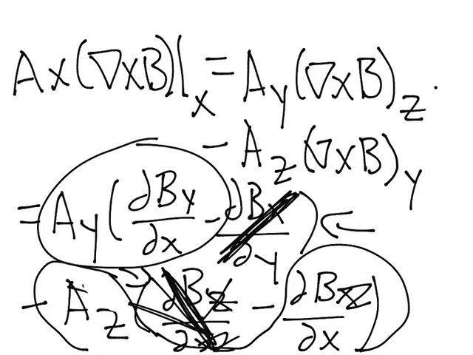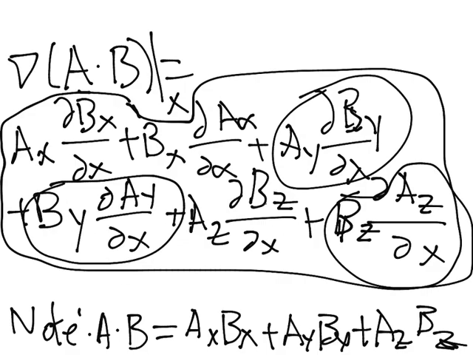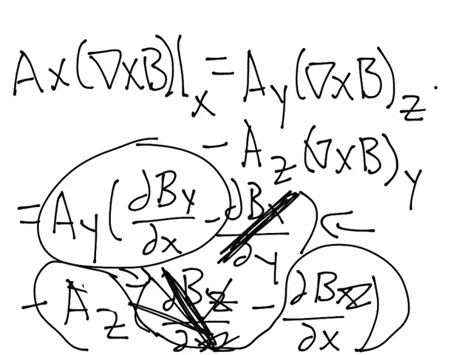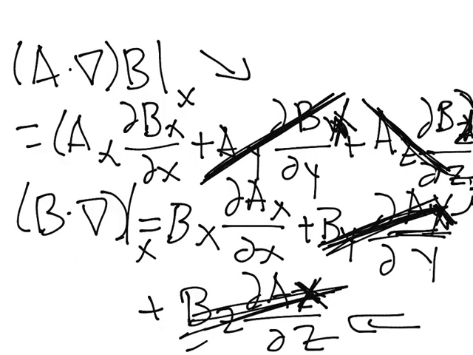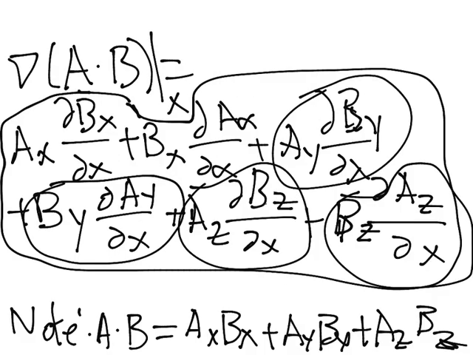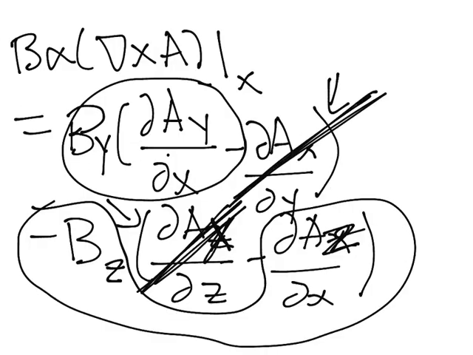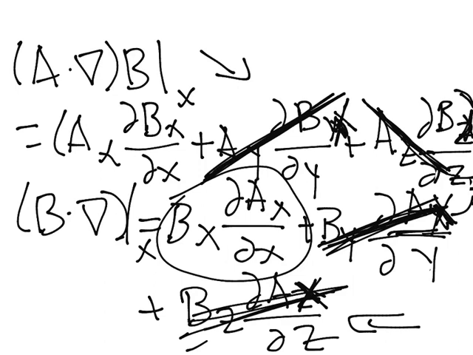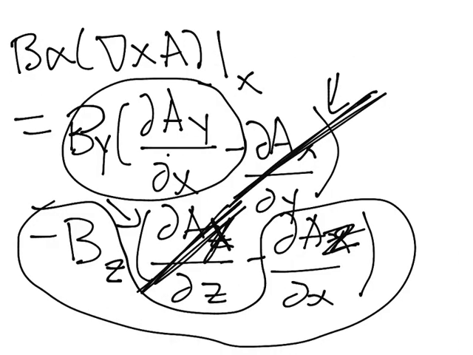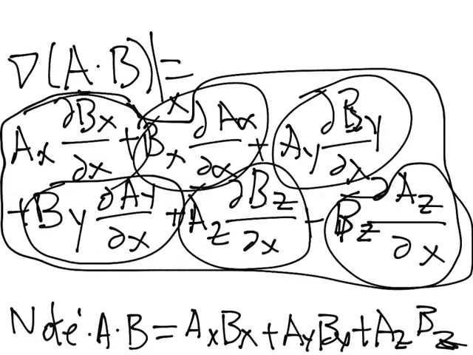All right, this part here, az dbz dx. Did I already circle it? Yeah, that's there. And then we just have a few things left to do. We have this part, bx dax dx. There we are. And finally, the last part, which is right here, ax dbx dx, and there it is.